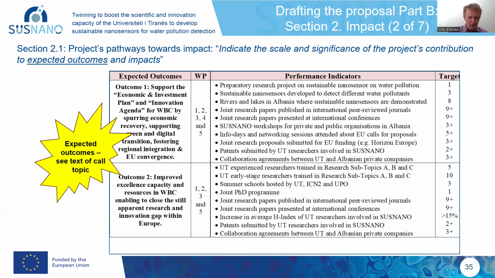The first one mentioned here was outcome 1, support the economic investment plan and innovation agenda for Western Balkan countries by spurring economic recovery, and so on. And then outcome 2, improved excellence, capacity and resources in Western Balkan countries, enabling them to, and so on. Now, that's just 2. As I say, there were 4 or 5.